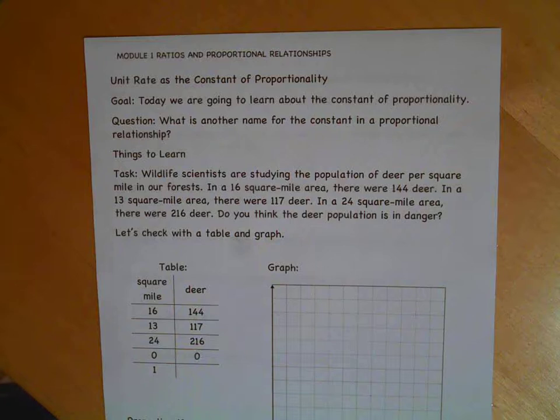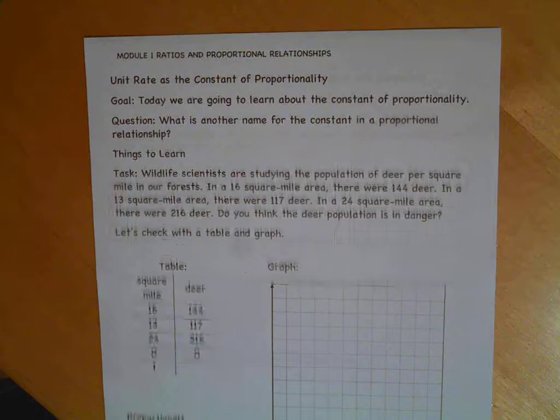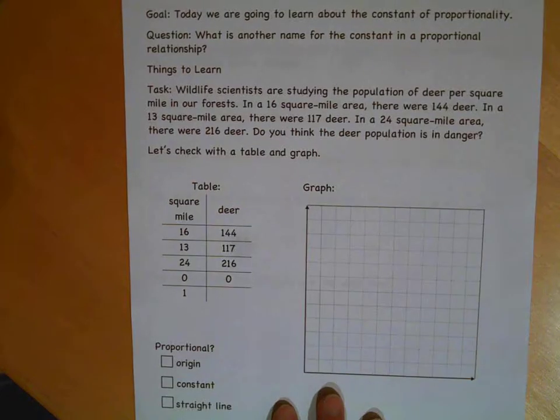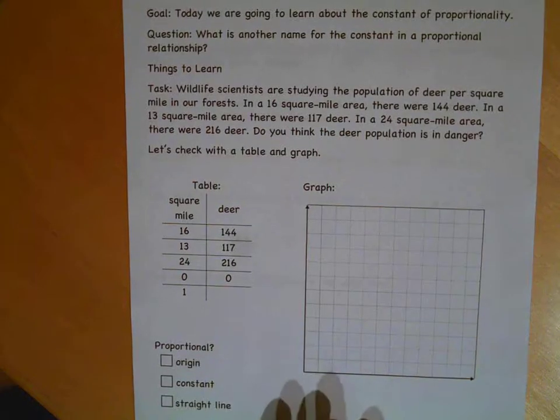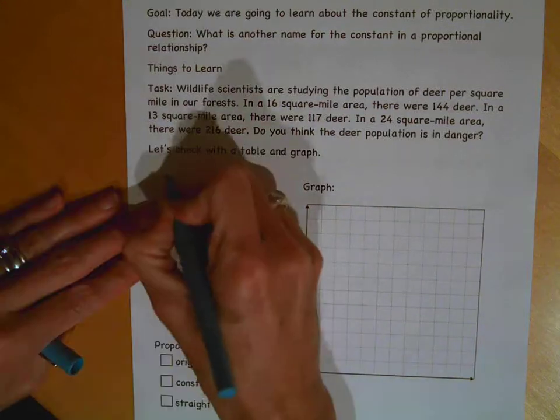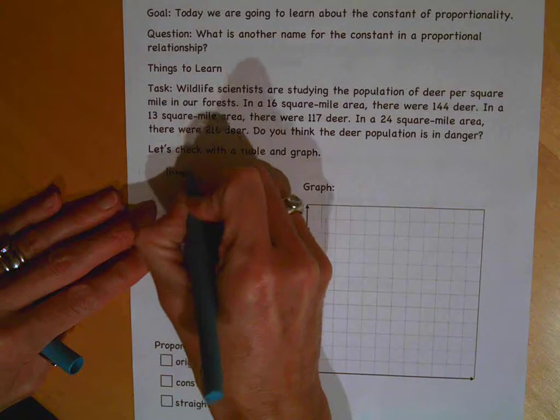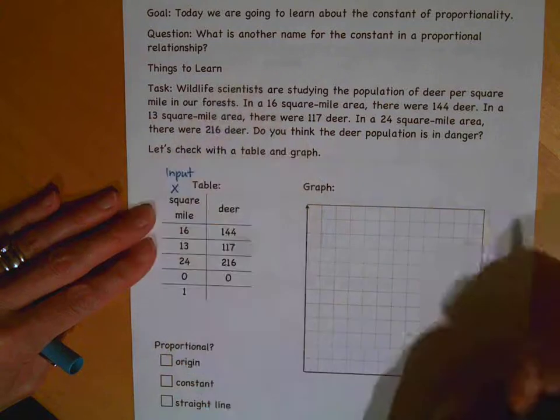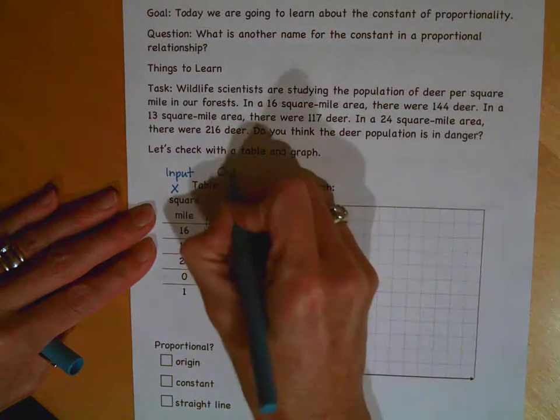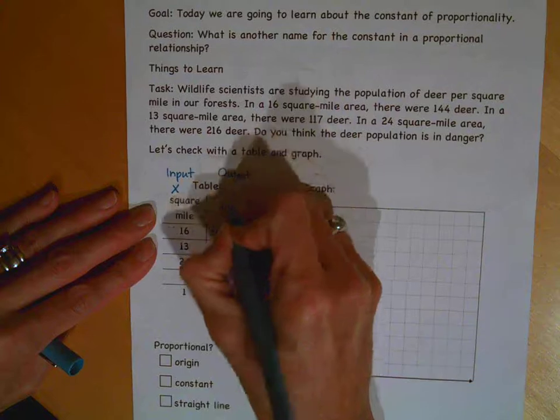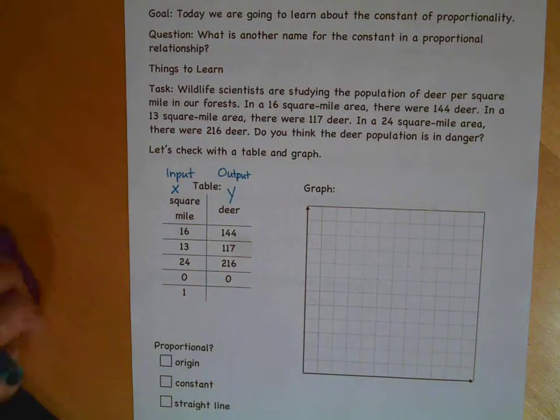All right, so it says, let's check with a table and a graph. So I already have the table built. The only thing I didn't do was the unit rate, but I went ahead and put all of our values in. So this is our input side. Remember that our input is usually the x value. This is our output side, and this is usually the y value.